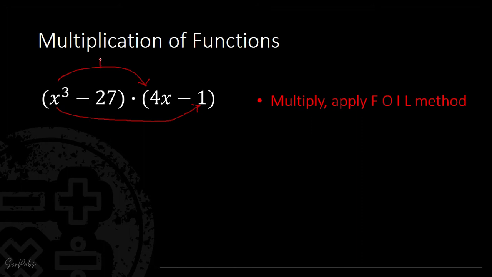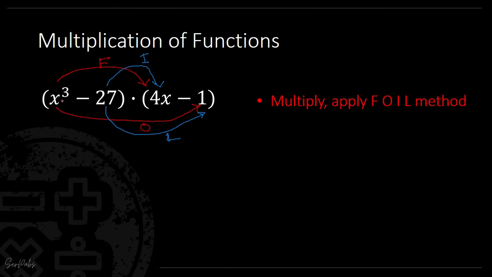So, ito ang ating F. Ito ang ating O. Then, I, inner term, negative 27 times inner term, nasa loob. So, yan ay negative 27 times 4x. So, letter I. Pangatlo, last term times last term. So, ito ang last term, negative 27 times last term, negative 1. So, that will be our letter L. So, FOIL method.